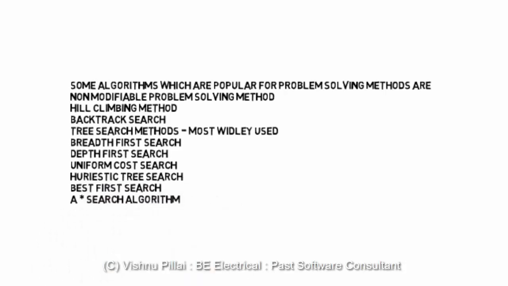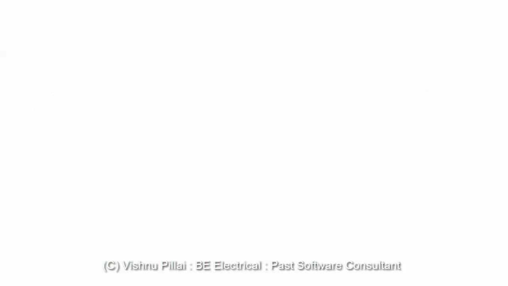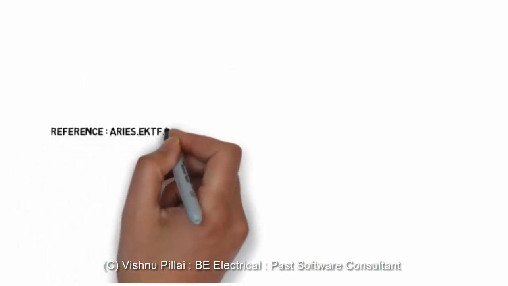Some algorithms which are popular in problem solving are the hill climbing method, backtrack search, and tree search methods. Most widely used include breadth first search, depth first search, uniform cost search, and heuristic tree search, which includes best first search and A star search algorithm. There are also some other popular algorithms and new algorithms which have been developed recently which are used in problem solving methods for artificial intelligence systems.